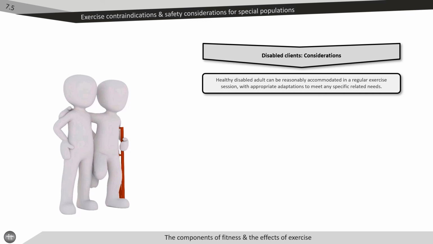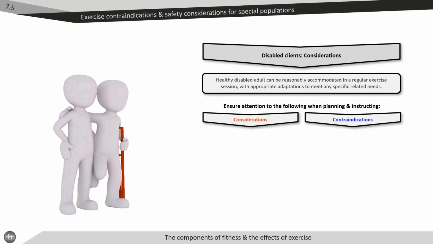Prior to initial participation, it is essential to pre-screen and check for any contraindications and to seek clearance and guidance from a GP or health professional. Certain medical conditions will require interventions led by a specialist instructor, although healthy disabled individuals can be accommodated with regular exercise sessions with basic modifications. However, attention to the following considerations and contraindications of this population group needs to be considered.